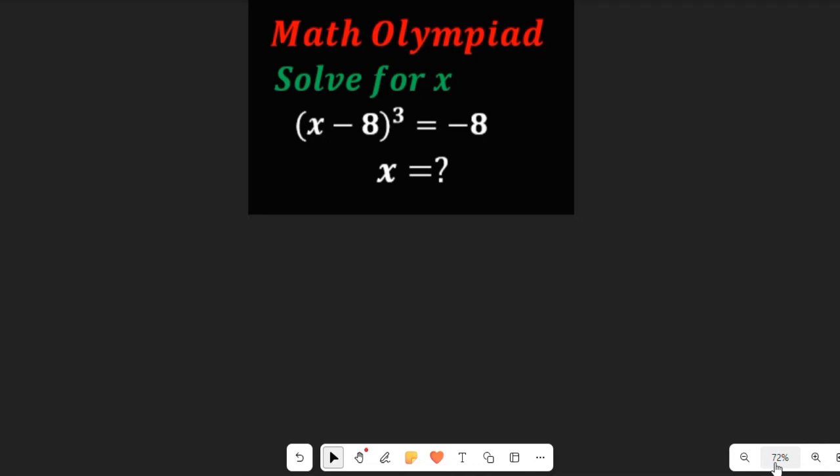Hello, let us solve this nice exponential equation, which is a maths Olympiad exam question. We are asked to find the values of x. And the highest exponential power we have here is the power of 3. How do we go about solving this? Pay attention as we solve this using some algebraic formula for the solution.